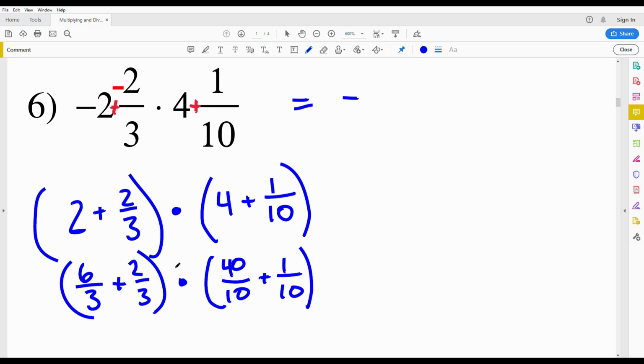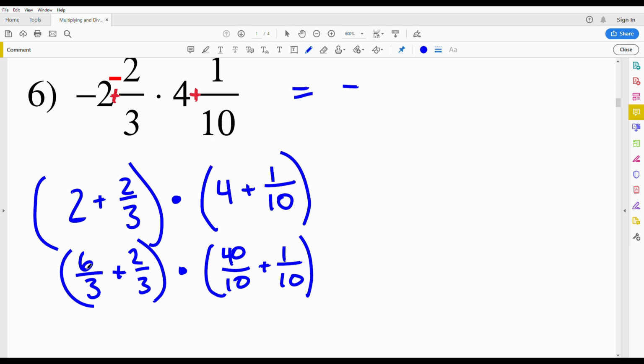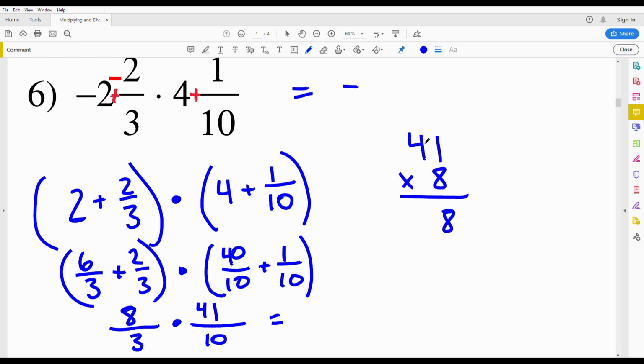So scrolling down my page just a little bit so we can see, 6 plus 2 is going to be 8 over, remember when we add fractions, we keep the denominator the same, so 8/3. That will get multiplied by 40 plus 1, adding the numerator to 41, keeping the denominator the same, 41 over 10. Now I can just multiply. 8 times 41, or 41 times 8, when I write that out, that will be 1 times 8 is 8, 4 times 8 is 32. So I get 328 over 3 times 10, which is 30.